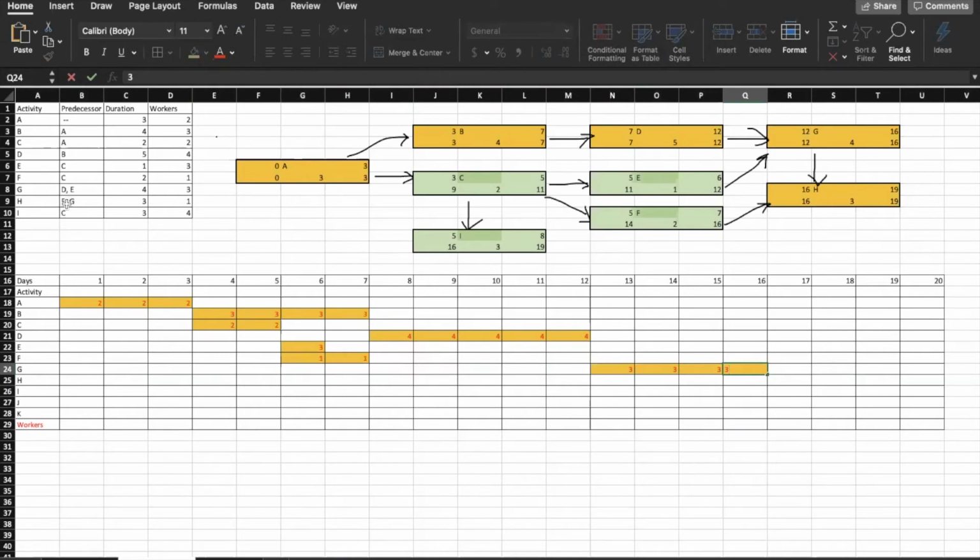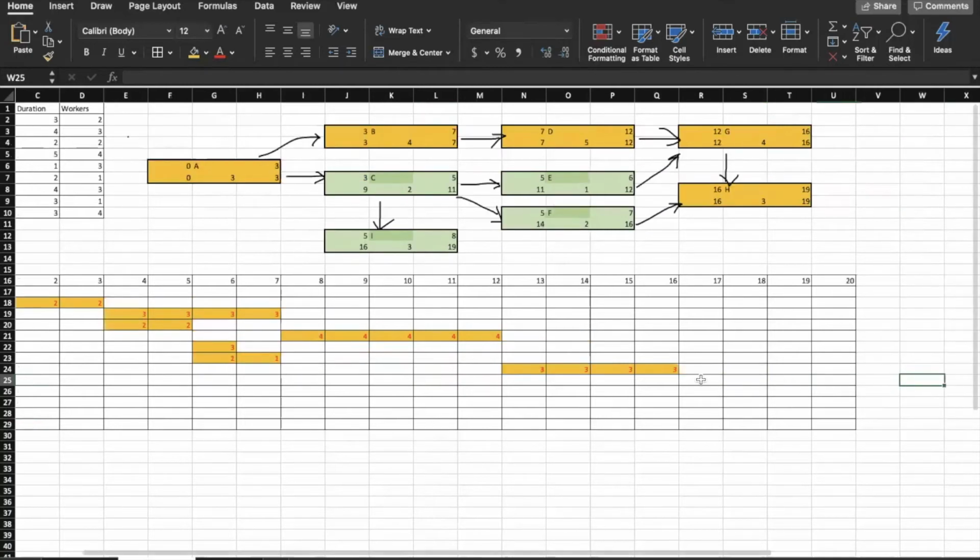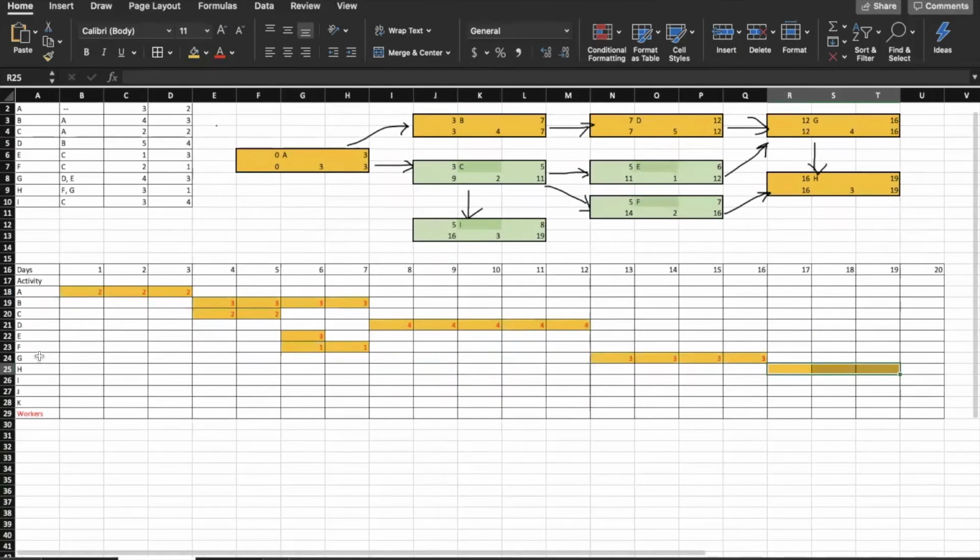Then we need to do H, which takes 3 days, 1 worker on each day, and it starts on day 17, right after D and E are completed.